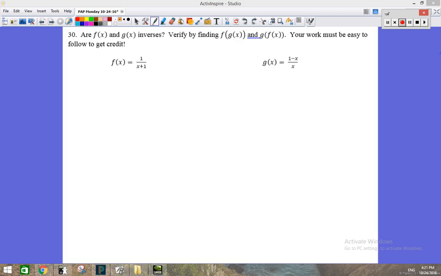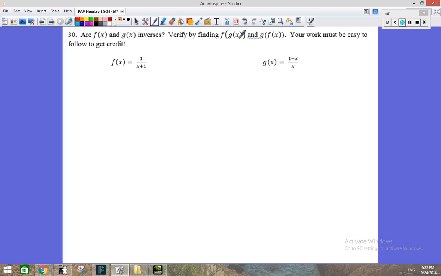Let's take a look at this last problem, problem 30. They give us two functions f and g, and they ask us, are these functions inverses of each other? So we need to find the composition of f composed with g, but also g composed with f. If it's true that we get this guy to reduce to x and this guy to reduce to x, then we will conclude that they are inverses to each other. If even one of them doesn't equal x, then they will not be inverses of each other.